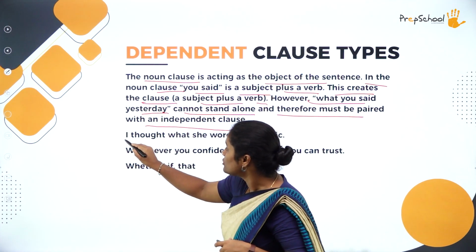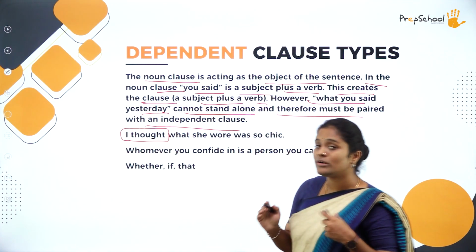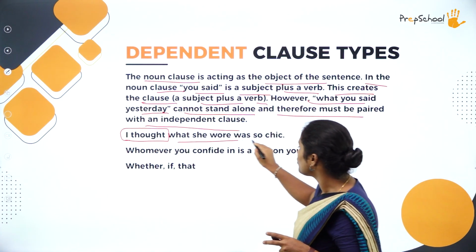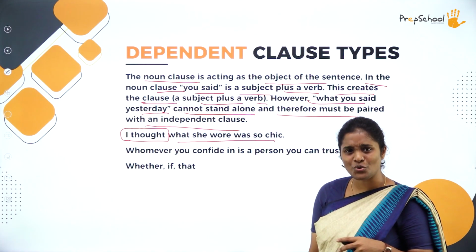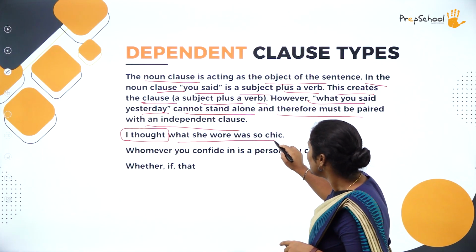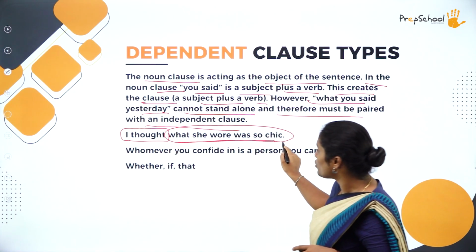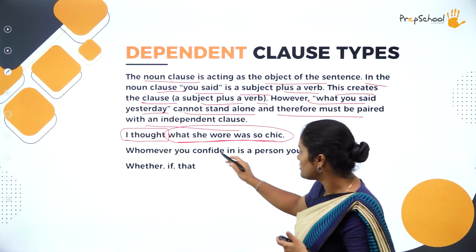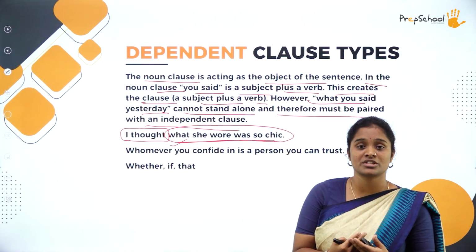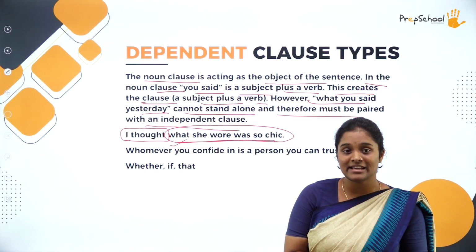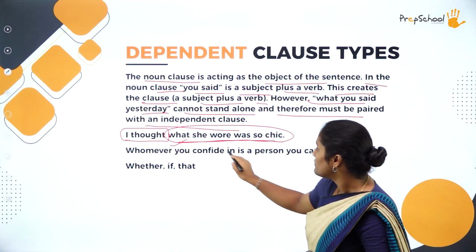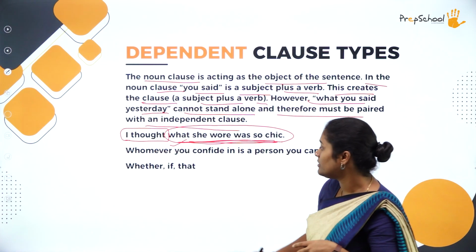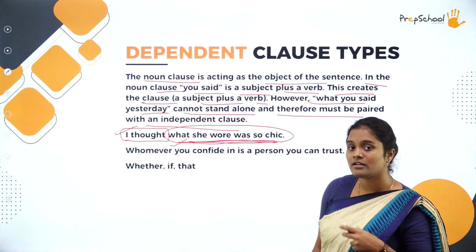Okay? I thought, I know it is ringing in your head now, I thought is the independent clause. What she wore was so chic. Okay? It was chic. Now, what she wore was so chic, what? What about it? Who is talking about it? What she wore was chic. We don't know what she wore. We don't have any idea about it, right? Hence, we are saying what she wore is the noun clause over here, and this is the independent clause.